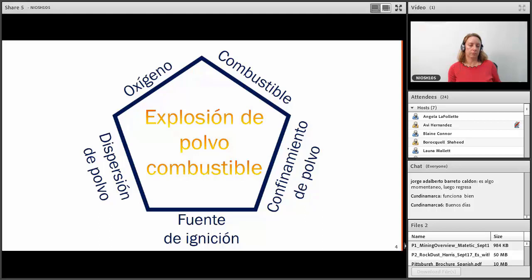Confinement of the dust is provided by your mine entries. And dispersion of the dust is usually provided by your ignition source.